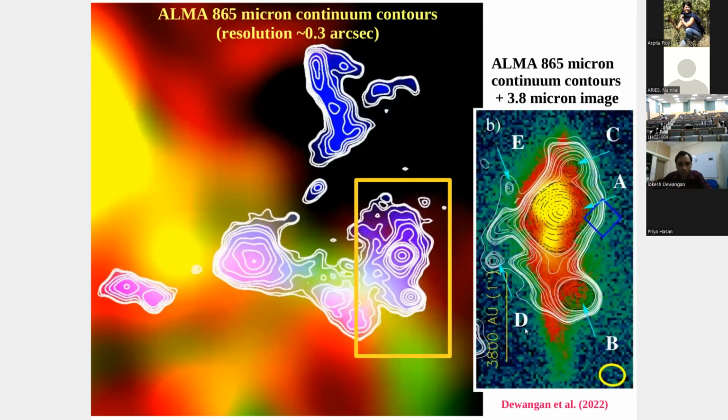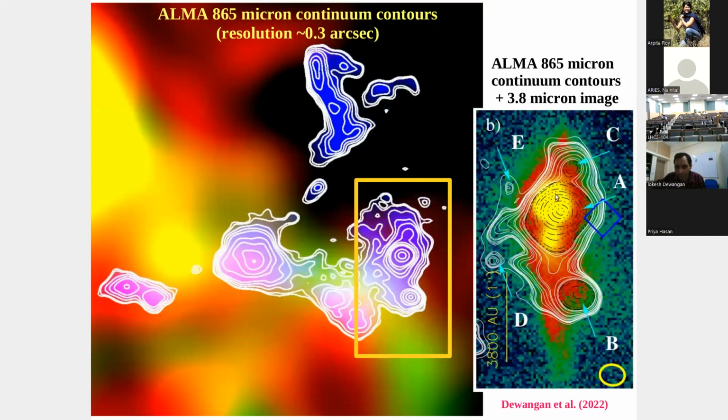And again, I have zoomed in on this. This is the slide which I showed you, the image I showed you in the first slide. So this is the continuum image, and I'm going to zoom this image in on the right side. You see this zoomed-in image. This is the L-band image. Background is the 3.8 micron image overlaid with the ALMA continuum emission.